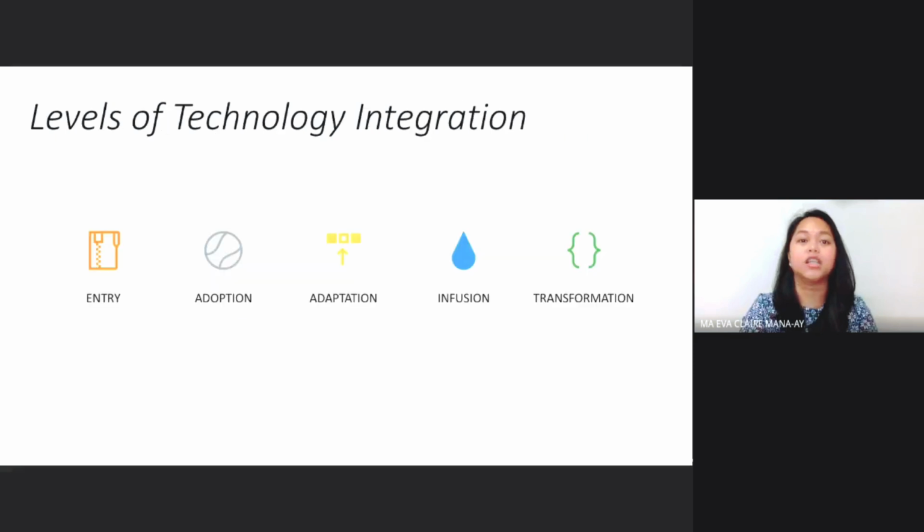Okay, so we start with the different levels of technology integration. When we talk about the different levels of technology integration here, these actually are the different steps that a teacher, just like me and just like you, are doing so that we can use technology inside the classroom. And again, its main goal is to enhance the learning of our students. So right here, we have 5 different levels. The entry level, followed by adoption. The next is adaptation. Fourth is infusion. And lastly, we have transformation. Let's take a look at each level.